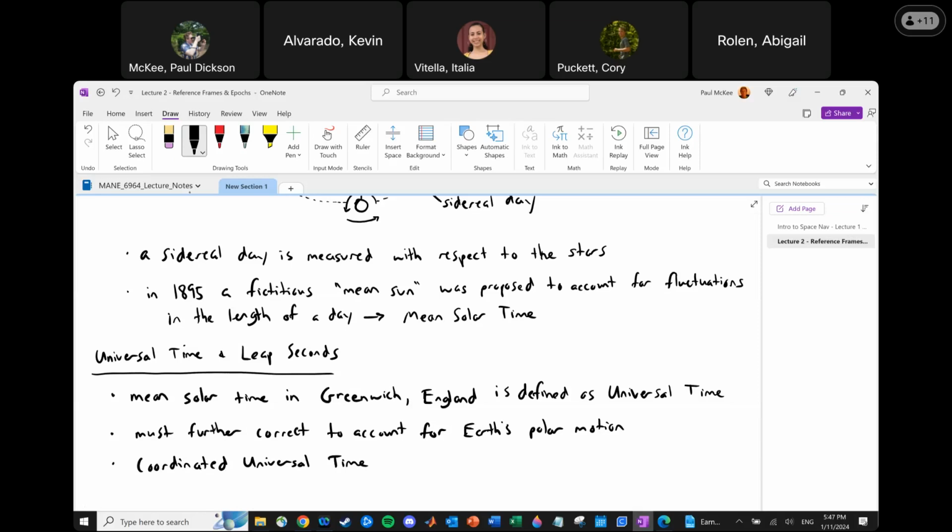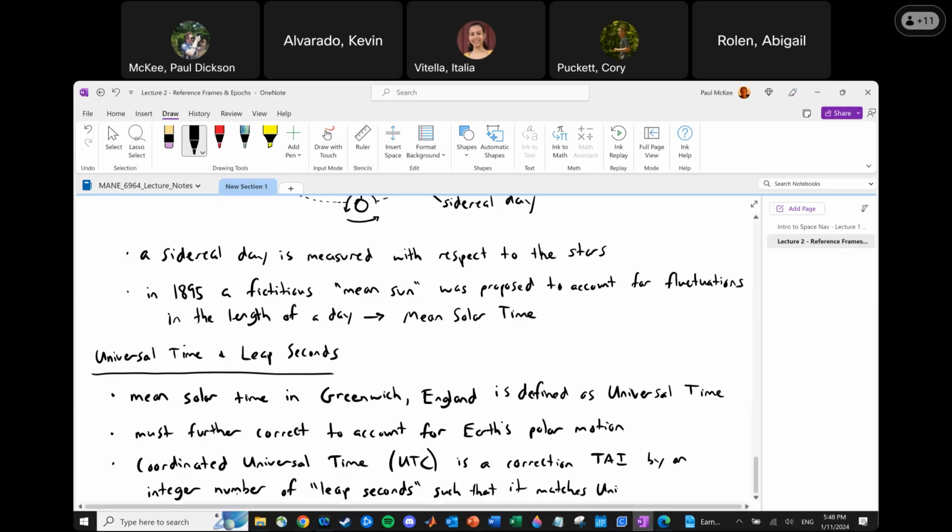Coordinated universal time, which is UTC because it's a French acronym, is a correction of international atomic time, which remember is TAI, by an integer number of what we call leap seconds. So you've heard of leap years and leap days. Now get ready for leap seconds, such that it matches universal time.